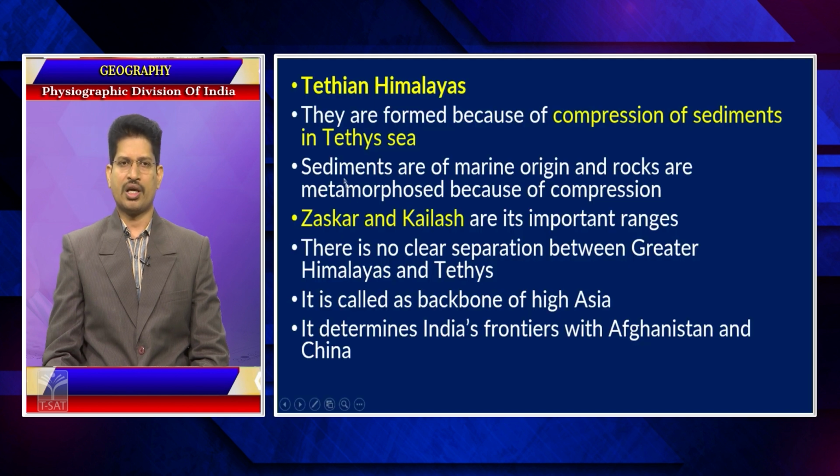The Tethys Himalayas are formed because of the compression of sediments in the Tethys Sea. So this is how the material of the ocean bottom is used to construct the Tectonic Himalayas, because of the compression of the lithosphere of the crust. So these are the ranges present in this region. Zanskar and Kailas are some of the important ranges present in the Tectonic Himalayas.